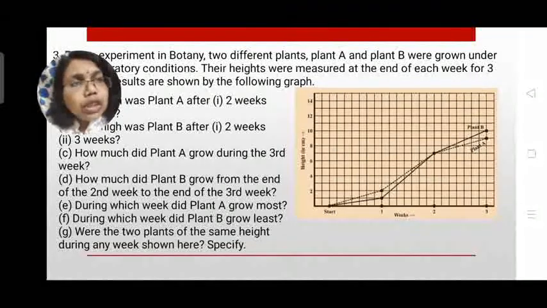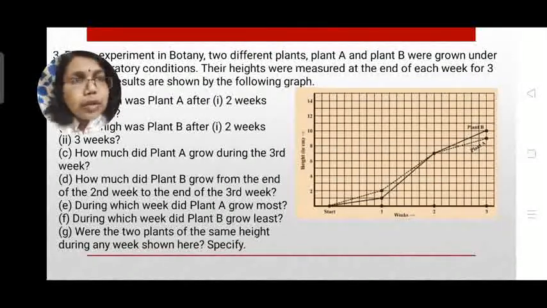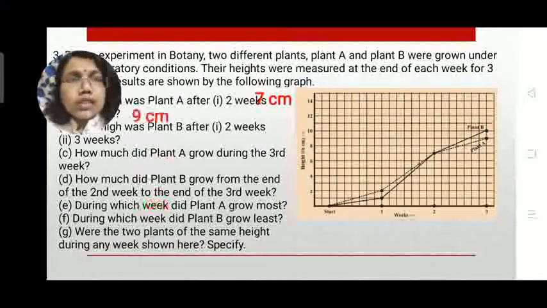Now after 2 weeks it was exactly in between 6 and 8. Now between 6 and 8 means 7 centimeter. Therefore 7 centimeter at 2 weeks. And then at 3 weeks we could see plant A is between 8 and 10, so exactly in between 8 and 10, therefore 9 centimeter.